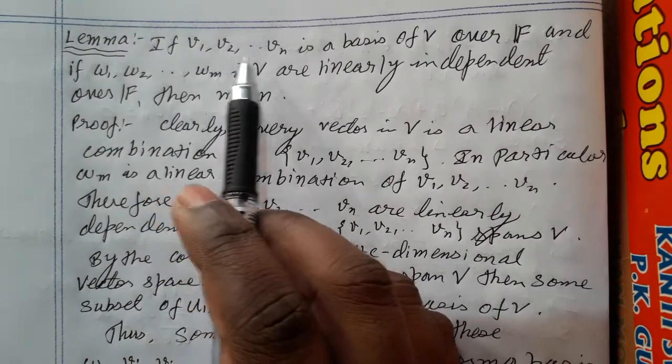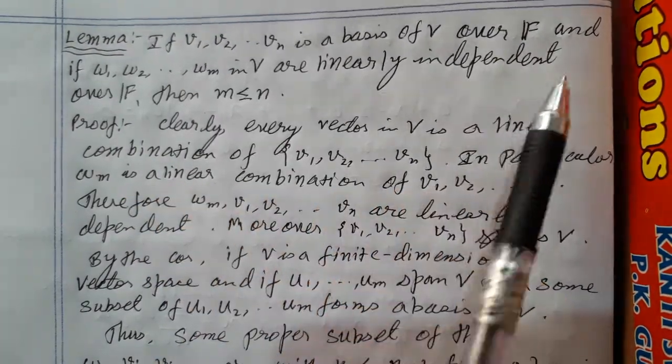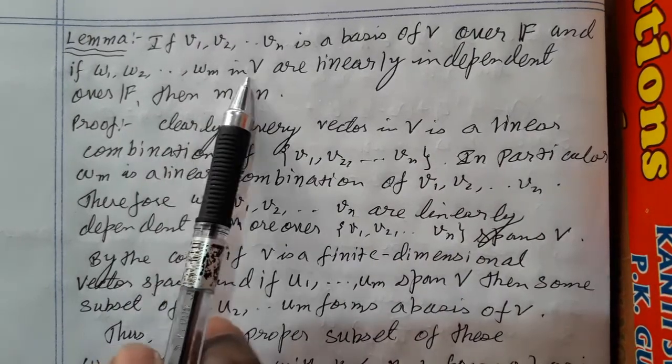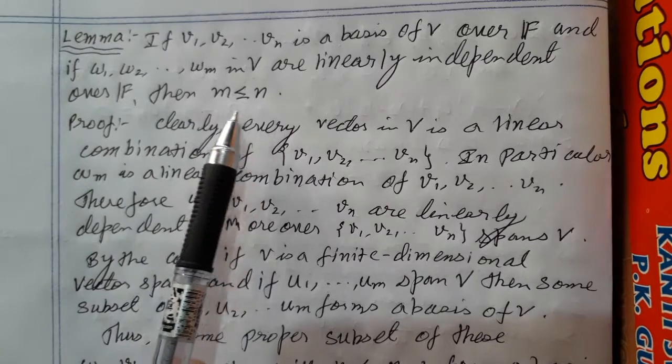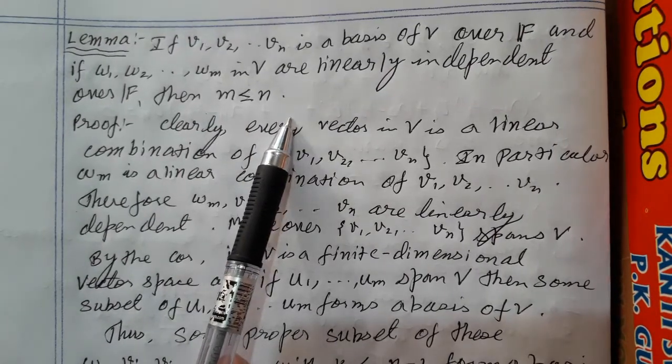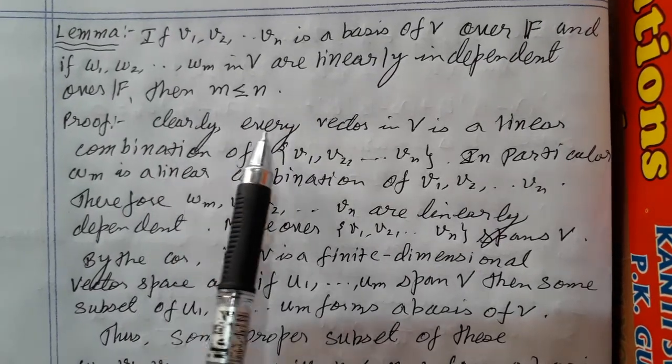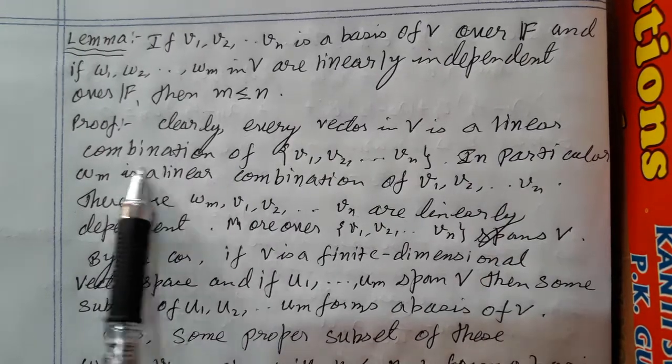If v1, v2, ..., vn is a basis of V over the field F, and w1, w2, ..., wm are vectors in V which are linearly independent over F, then m is always less than or equal to n. We have to show this. So clearly every vector in V is a linear combination of the v's.